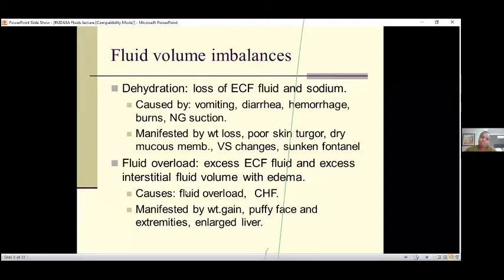Then it is manifested by weight loss, poor skin turgor, dry mucous membranes, and sunken fontanelle. Then there is fluid overload, which is an excess in the extracellular fluid compartment and an excess in interstitial fluid volume and edema. There are a number of causes, like congestive cardiac failure could be one of them. The patient will be gaining a lot of weight, with a puffy face and extremities and an enlarged liver.